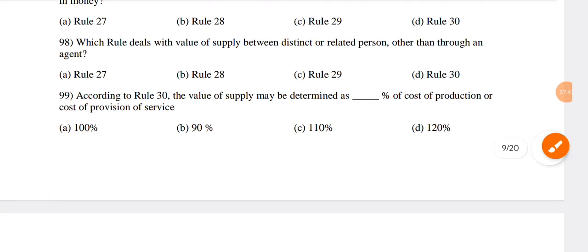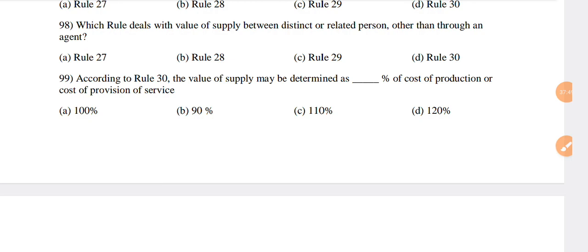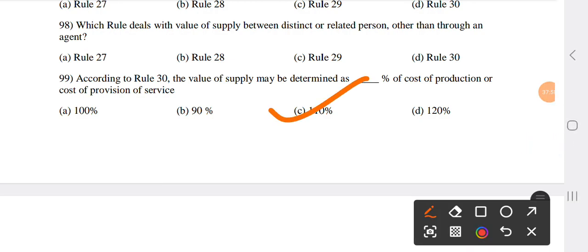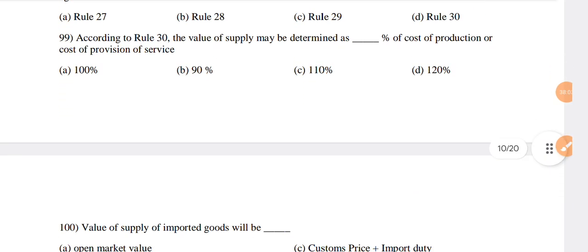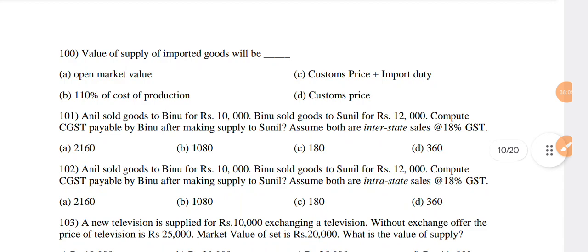Next question, according to rule 30, the value of supply may be determined as dash percent of cost of production or cost of provision of services. The correct option is C, 110%.